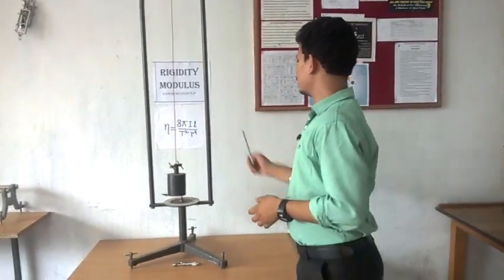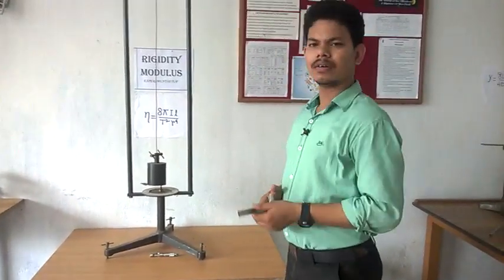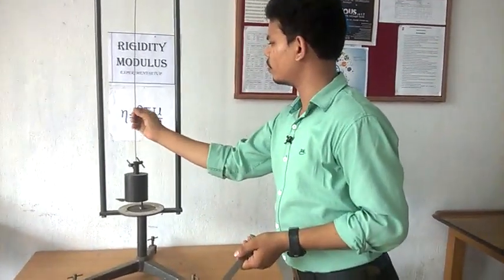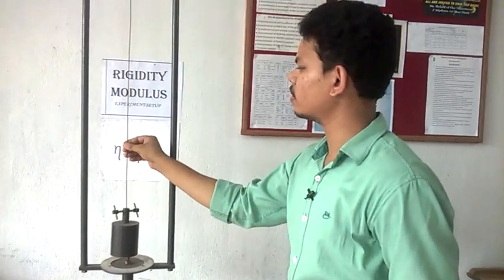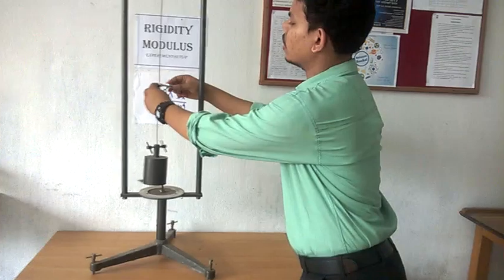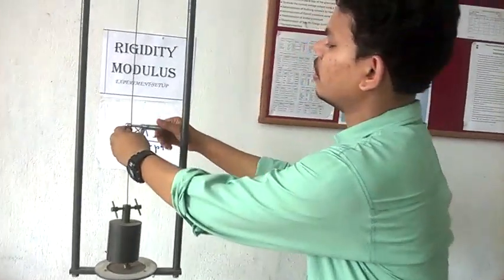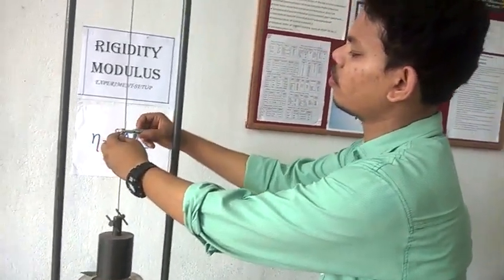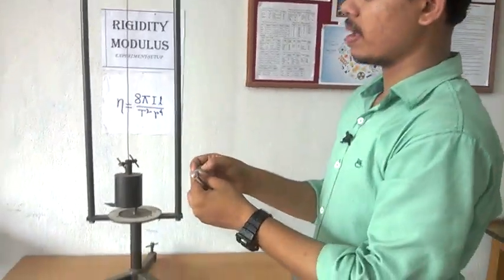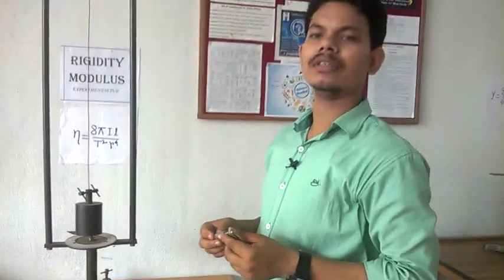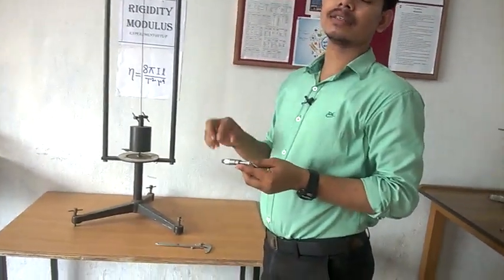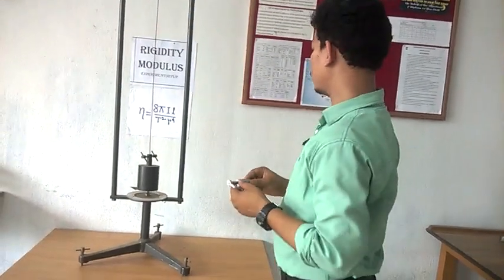Very simple. R square. What is r square? r means the smaller radius, the radius of this wire. So just use a screw gauge like this. In our equation, this is one main scale reading, that is 1 millimeter, and 90 vernier scale reading, that is 90 into 0.01 millimeter, or 0.1 centimeter plus 90 into 0.001 centimeter.